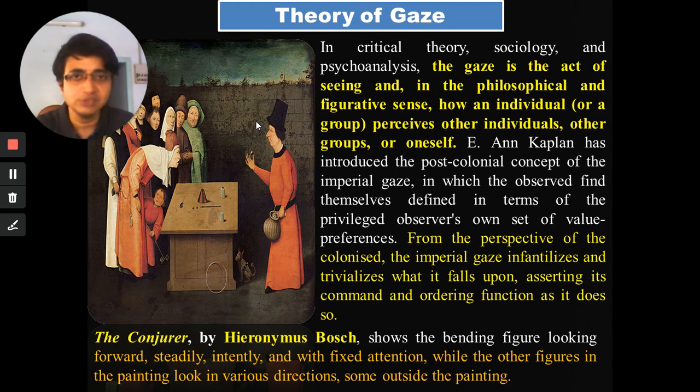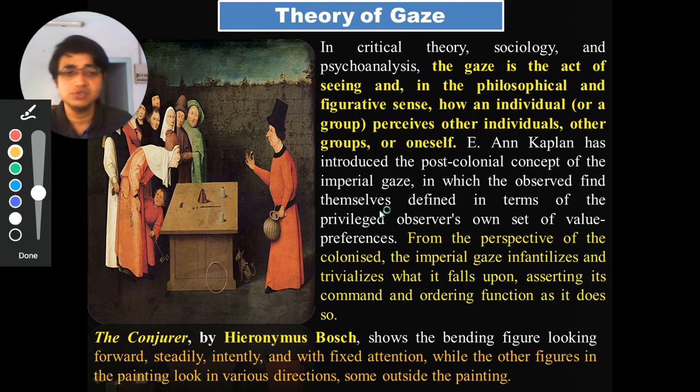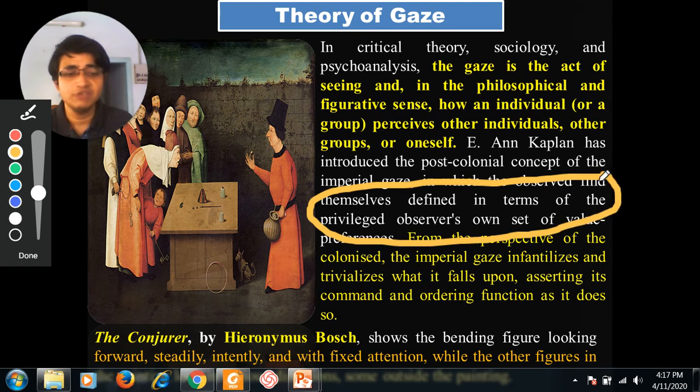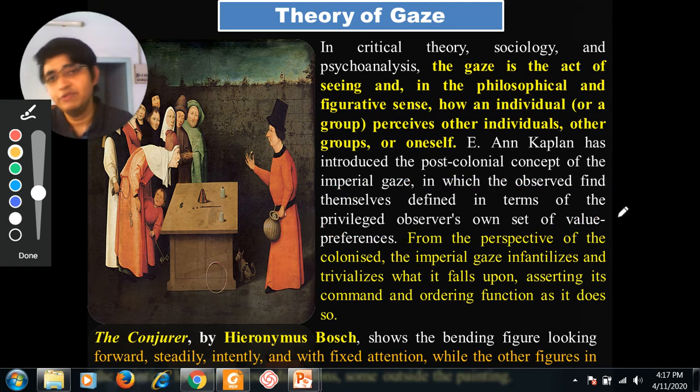সো গালিভারে অনেক ধরনের গেজ, সোশ্যাল গেজ, কালচারাল গেজ, অ্যান্ড ইনফ্যাক্ট পলিটিক্যাল গেজ, imperial gaze operate করছে। For example, Anne Kaplan has introduced in the post-colonial concept the concept of the imperial gaze, in which the observed find themselves defined in terms of the privileged observer's own set of value preferences. Very important words, where the observed finds themselves defined in terms of the privileged observer's own set of value preferences.